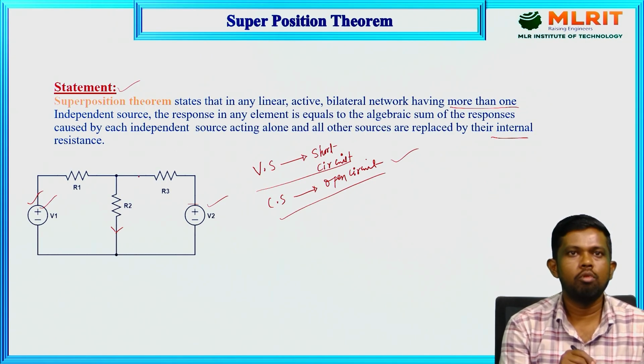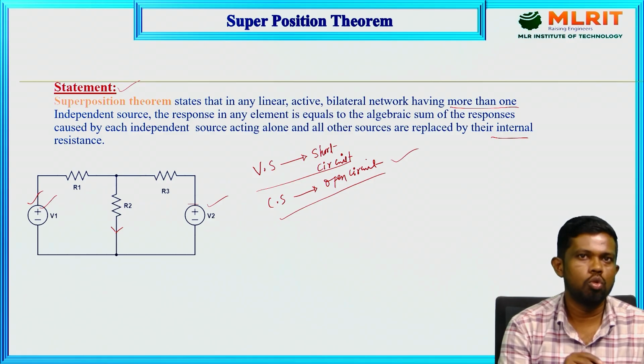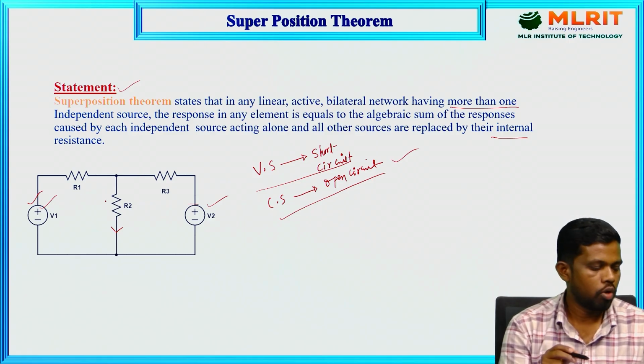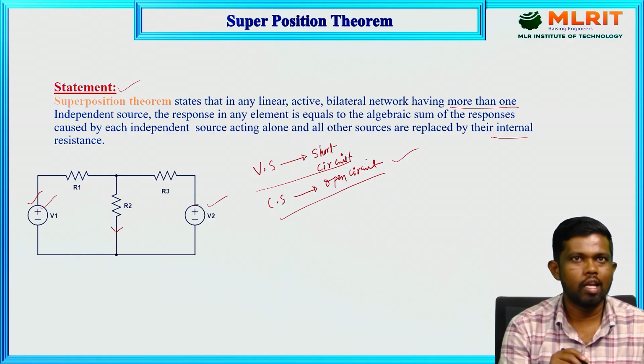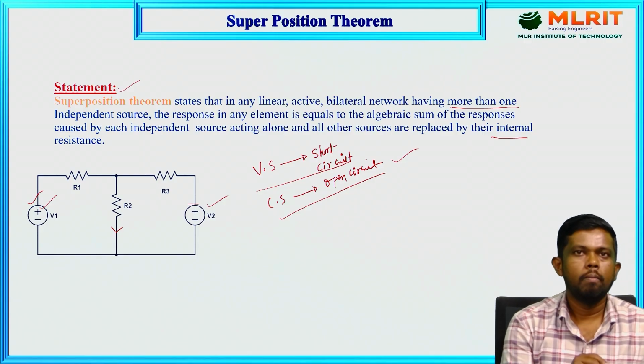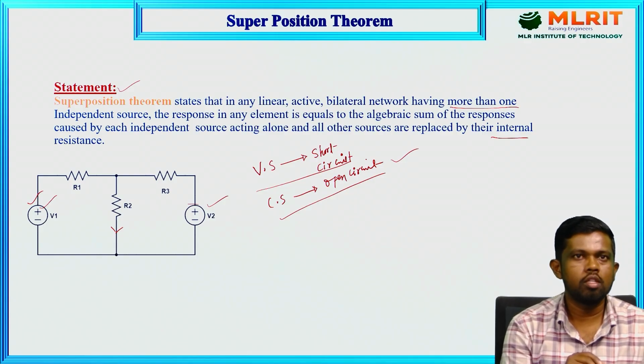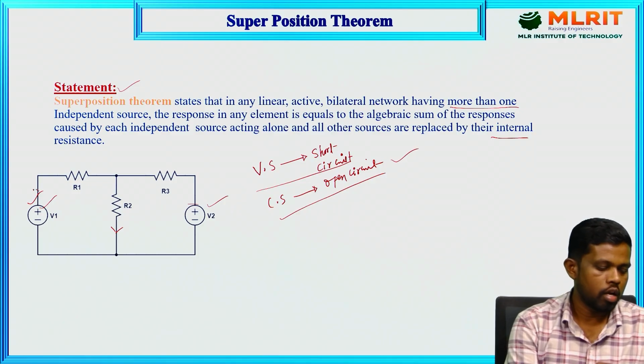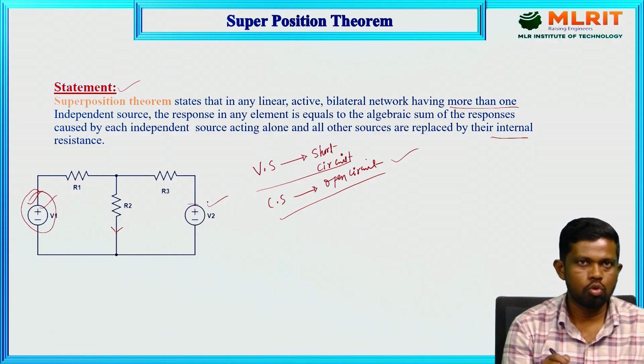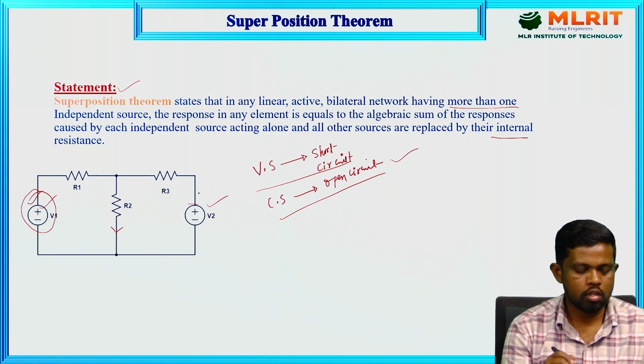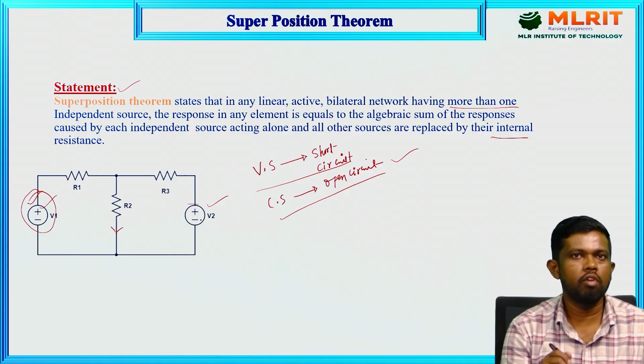This example circuit has two sources, voltage source 1 and voltage source 2. How can we apply the superposition theorem? First, we connect source 1, meaning source 1 is acting alone and source 2 is disconnected. If more than two sources are present in the network, we simply disconnect the remaining sources.